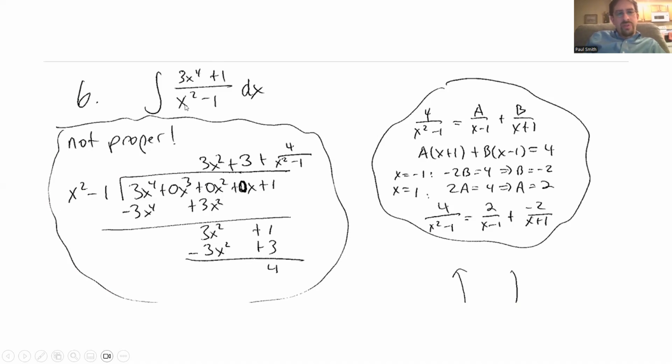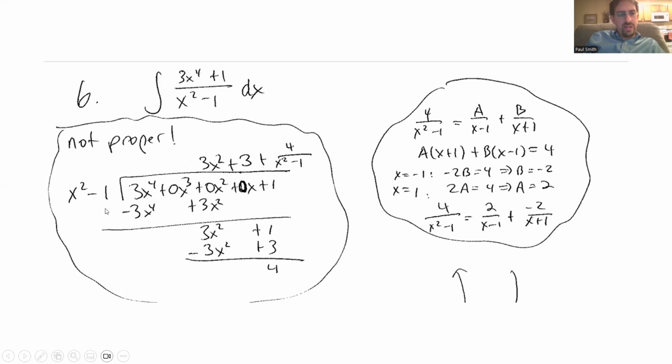So what we're going to do is we'll divide x squared minus 1 into 3x to the fourth plus 1. And you see that I wrote that out as 3x to the fourth plus 0x cubed plus 0x squared plus 0x plus 1. So here's the whole process. We take x squared and we divide it into 3x to the fourth, and we get that to come out as 3x squared. We take the 3x squared, multiply by the x squared minus 1, and we get minus 3x to the fourth, and then a plus 3x squared when we subtract everything and multiply this through.